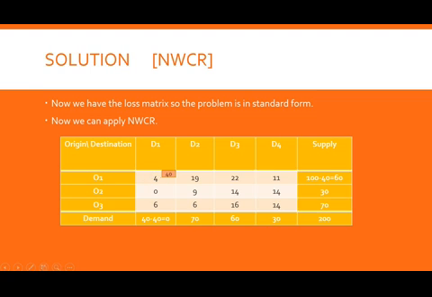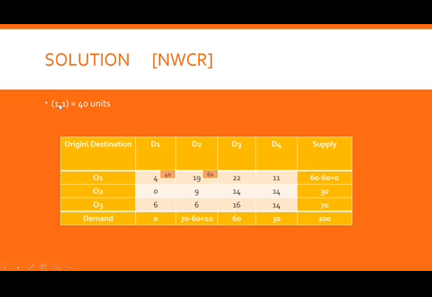So at 1, 1, we make an allocation of 40. Demand becomes 40 minus 40 equals 0. Supply becomes 100 minus 40 equals 60. So allocation at 1, 1, 40 units. So this, one minute, let me select the highlighter. So this column is gone now.